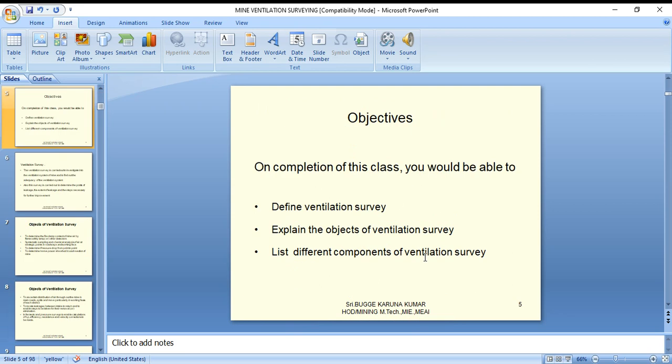So these are the objectives. Define ventilation surveying, explain the objective of ventilation surveying, and list the different components of ventilation surveying. You will be able to do these after completion of this lecture.